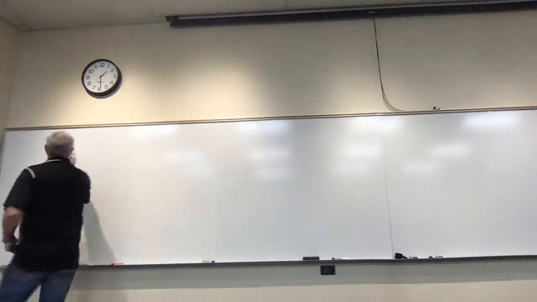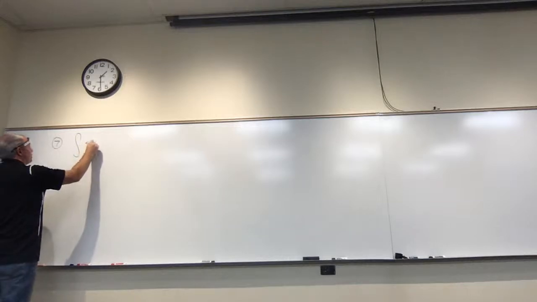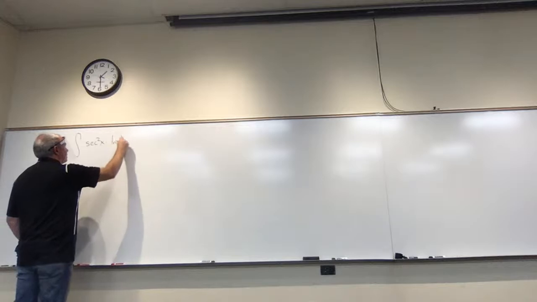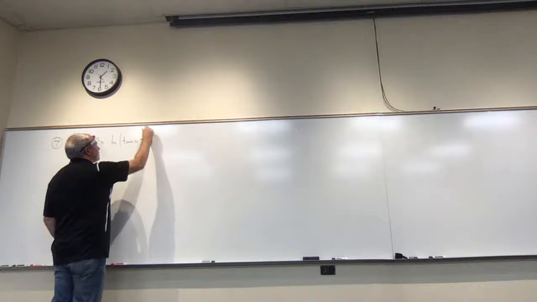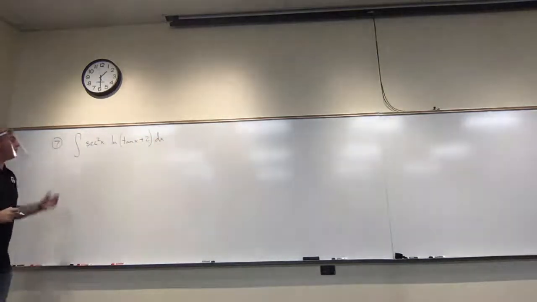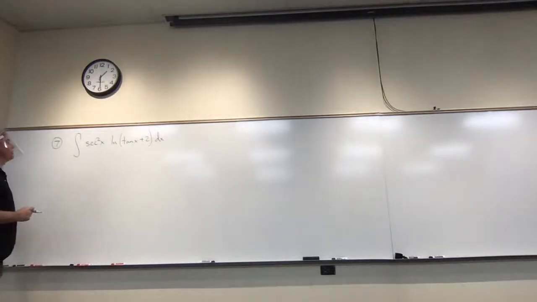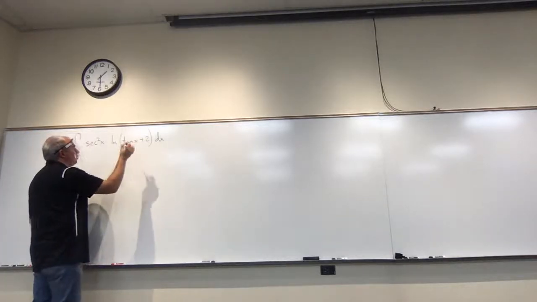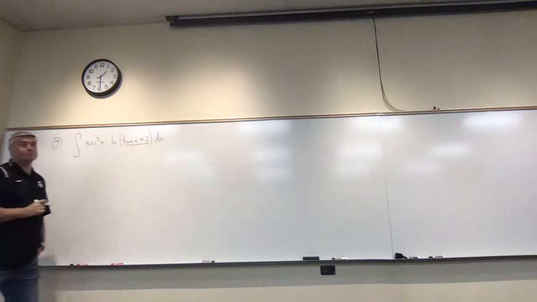So 7, we have integral of secant squared x times ln of tangent x plus 2 dx, is that it? Okay, so let me help you to get it to the integral of ln of x, and then we'll talk about that for a minute. The first thing that I could do is I could just u substitute or w substitute or whatever letter you like for that whole thing.